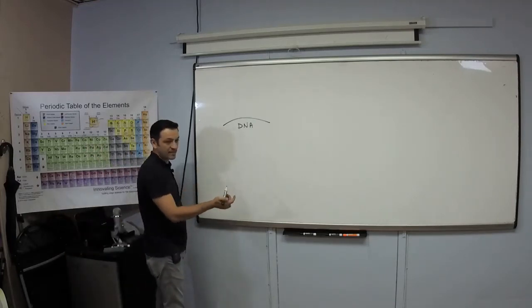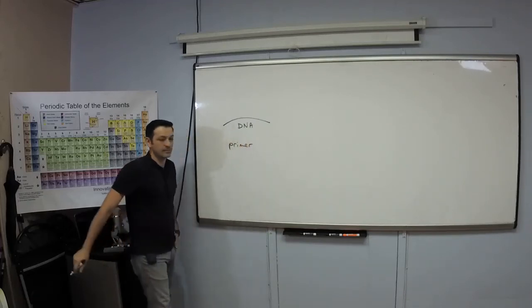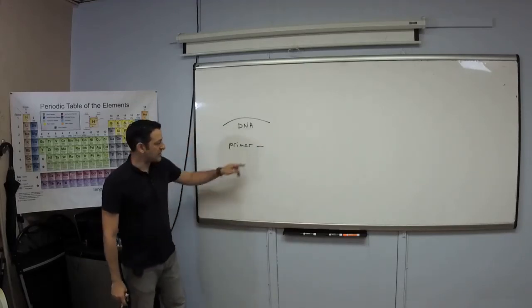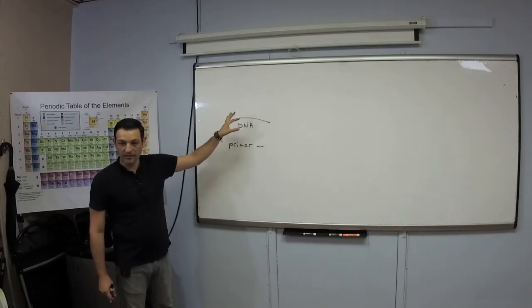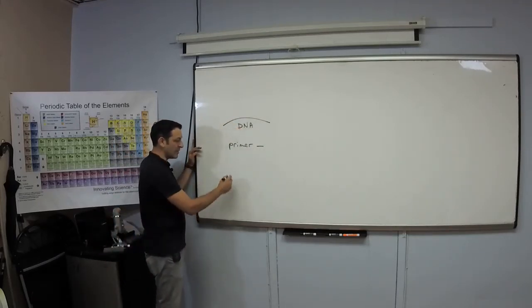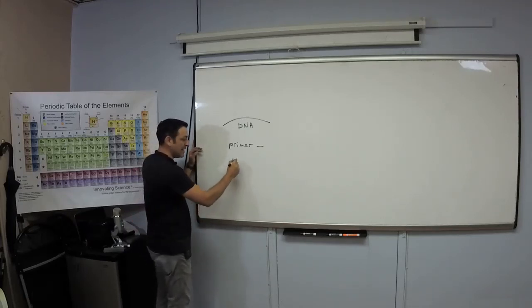Besides the DNA, you need something called a primer. That's like a little snippet of DNA, and it's a little piece of DNA that's complementary to this DNA that you have. I'll talk about that in a second. And then besides the primer, you need deoxy. We're doing DNA copying here. You need the dNTPs.